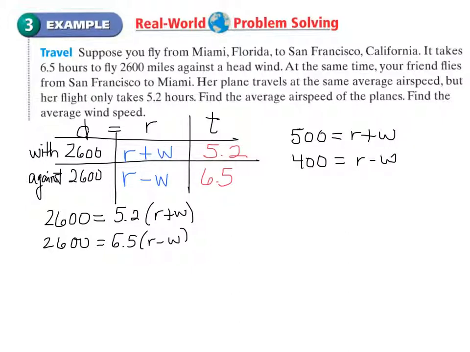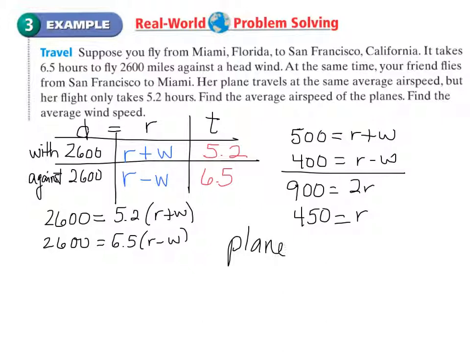Notice that everything is already lined up. The second thing you notice is that something cancels. The W's are going to cancel. Let's just add these together. So I'm going to get 900 equals 2R. So R equals 450. What does that mean? R represents the rate or the speed of the plane. So what's the average airspeed of the plane? The plane goes 450 miles per hour. So what's the wind speed?